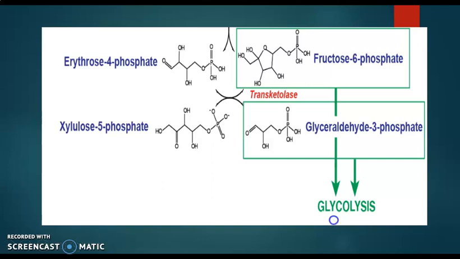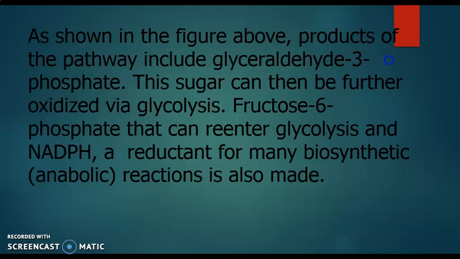Next, this glyceraldehyde 3-phosphate again results in the formation of fructose 6-phosphate. Fructose 6-phosphate is an intermediate in glycolysis. So this fructose 6-phosphate and erythrose 4-phosphate are produced, and with the help of the erythrose 4-phosphate, again a transketolase reaction occurs, and this fructose 6-phosphate can be converted to glyceraldehyde 3-phosphate, which may enter the glycolysis process. So the steps are quite confusing as well as complicated.